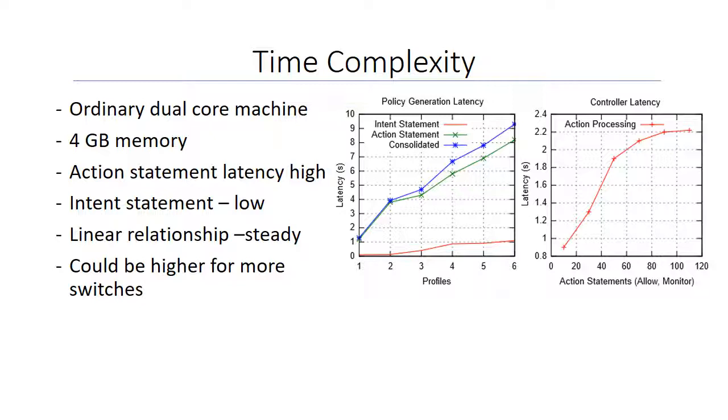The action statement generation accounted for the bulk of policy generation latency, as much as approximately 8 seconds for complete processing of 6 profiles, while minimum time was attributed to intent statement generation. So from a controller processing perspective, a relatively linear relationship can be observed between the action statement processing and the latency involved after a brief initial spike. The processing delay, however, is for a single switch in this particular example, and obviously it would be highly dependent on the controller platform and the number of nodes attached in a realistic scenario. So it could be higher.